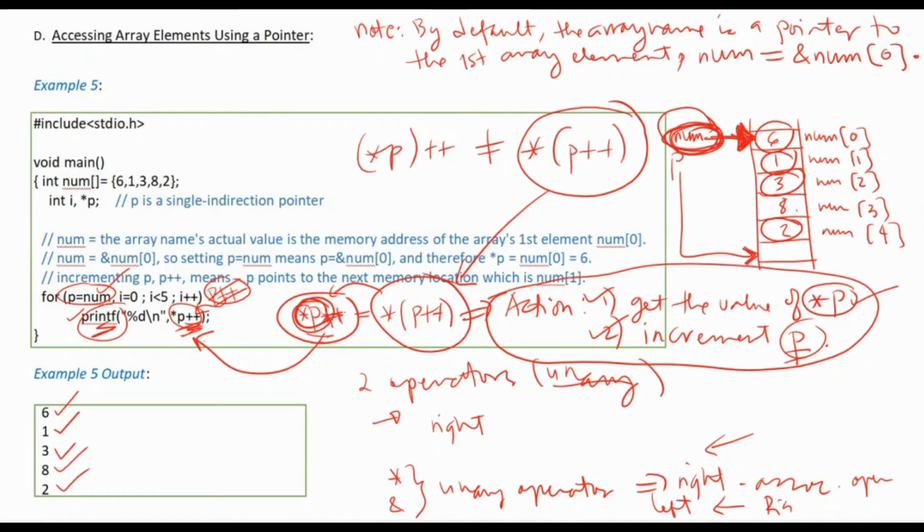Now, what if instead of asterisk p++, we use this expression? We enclose asterisk p in parentheses, and then after that, we have the increment. Is there a difference in the behavior of the program and in the output? What we used previously is this one, right? And then second, what if we change it to this one? What do you think will happen?